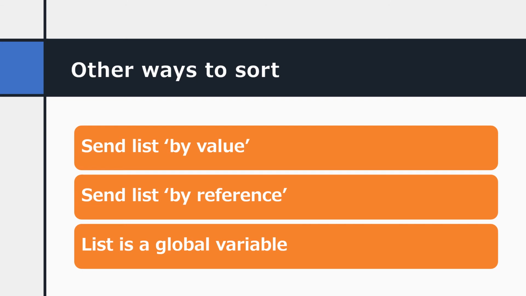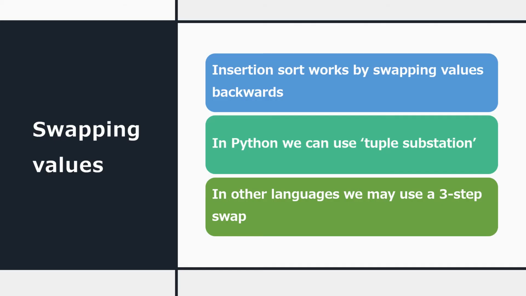We could, in different programming languages, send the list by value or by reference, or treat the list as a global variable. Just to remind you, you should know this already, but if we send a list by value, we're sending a copy of the list. If we send a list by reference, it means we're giving the function or procedure access to the original list in the main program. And that's the same as well if we make the list into a global variable. So you just need to be aware of these different choices and their implications.